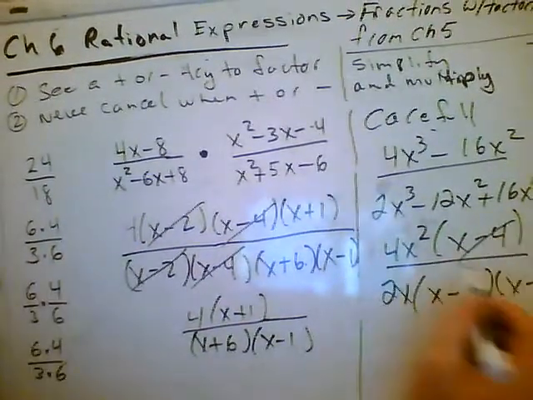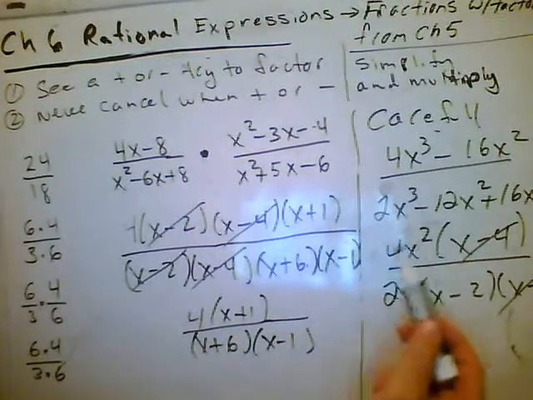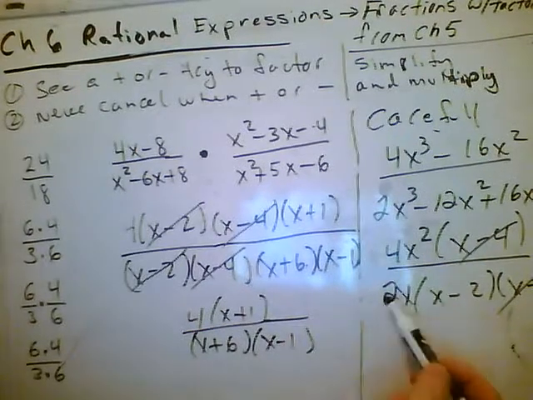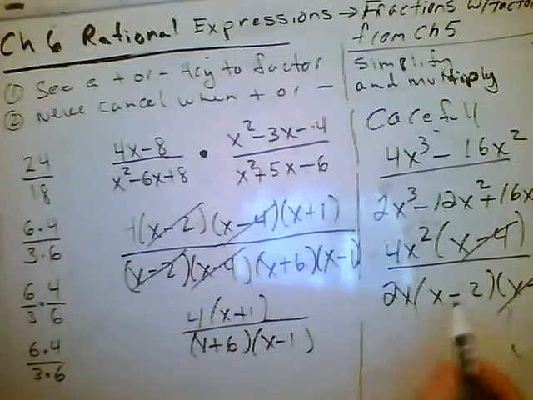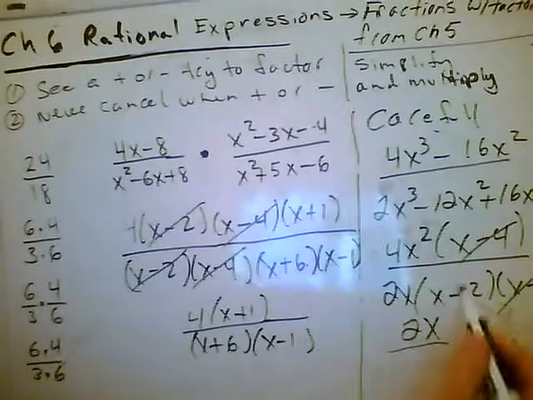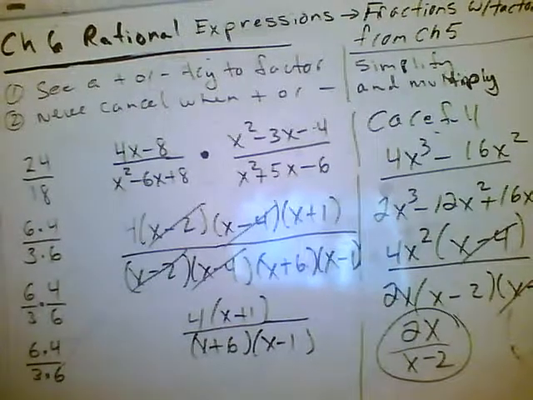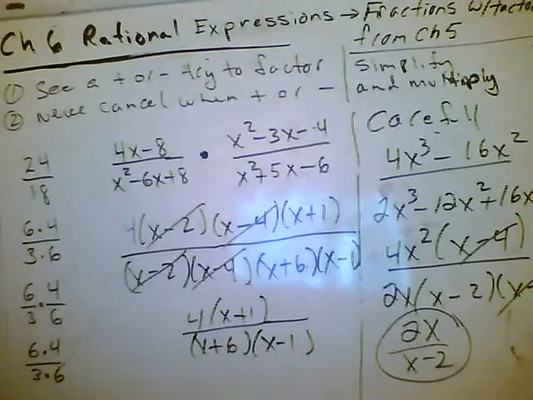Now, I can cancel the x minus 4s, and what we need to make sure that we cancel is what we factored out of everything, so the monomial. So 4x squared over 2x becomes 2x on top, and then on the bottom, we're still going to have this x minus 2. And that would be our final answer. Okay? So hopefully that clears some stuff up for you.